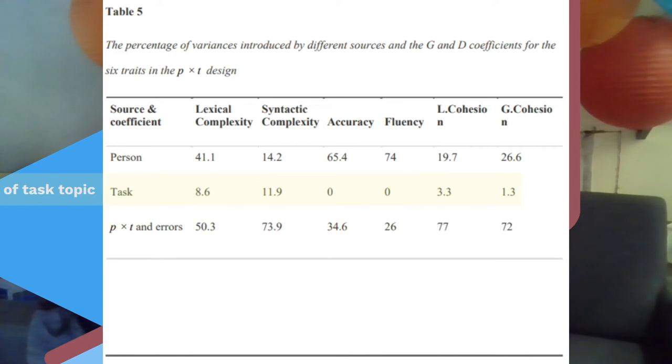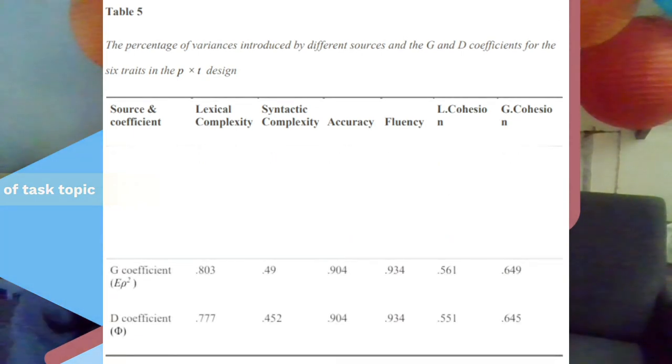For accuracy and fluency, it introduces zero score variance. The G and D coefficients presented at the bottom lines of this table tell us how reliable the assessment results are. This study set 0.8 as the threshold for a reliable result, but the coefficients shown in this table were based on 5 tasks. So this is how reliable it is when the writing assessment consists of 5 writing tasks.